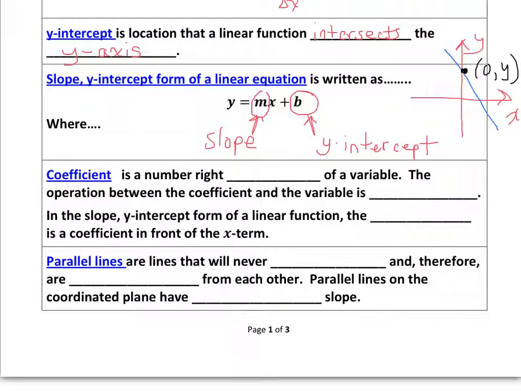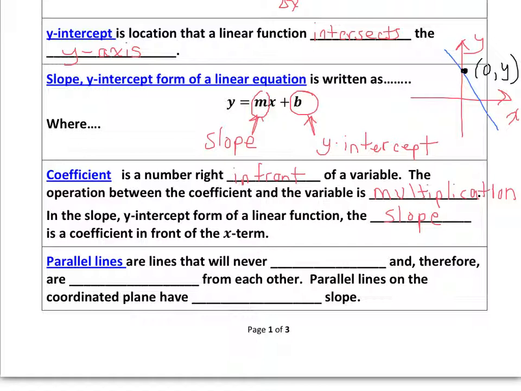Coefficient is a big word, and it is the number right in front of a variable. And so if you look above, I bring up the vocabulary term coefficient because the operation between the coefficient and the variable, as we know right here, in between m and x, that operation is multiplication when they're hugging each other. And in this case, in the slope y-intercept form of the linear function, m, or the slope, is the coefficient in front of the x term. So the slope is the coefficient.